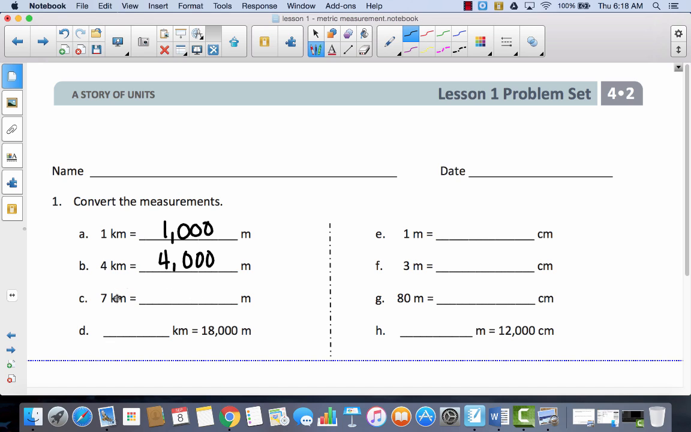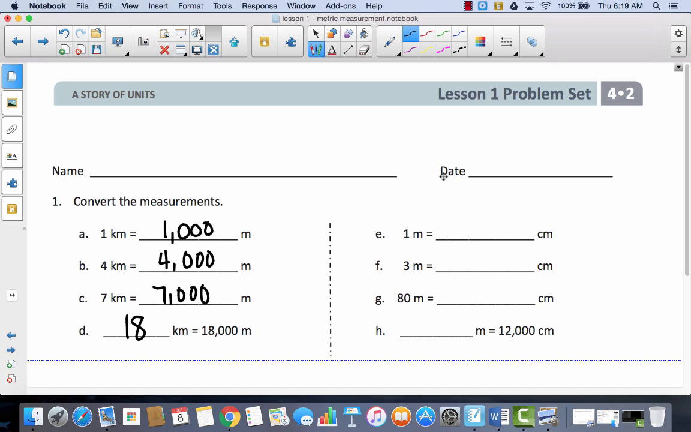How many meters are in 7 kilometers? 7,000, right? Okay, this time we're going to be working backwards. So if there are 7,000 meters in 7 kilometers, how many kilometers are there in 18,000 meters? Well, hopefully you said 18.